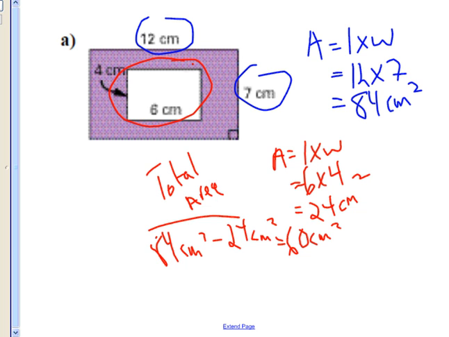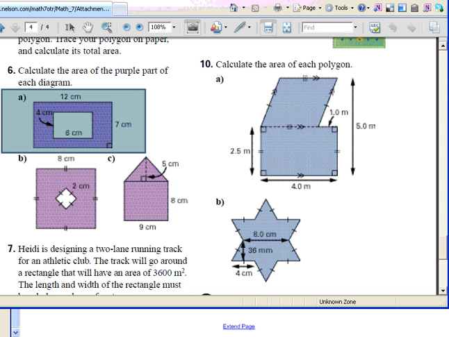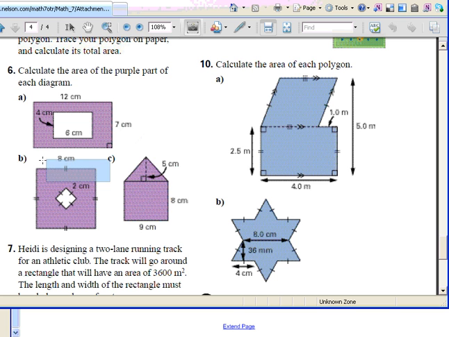If we want to go back to your textbook, for this one, for B, what are the simple shapes that you see? Which ones do you see? Javier, what do you see? A square and a bigger square. A bigger square and a square.